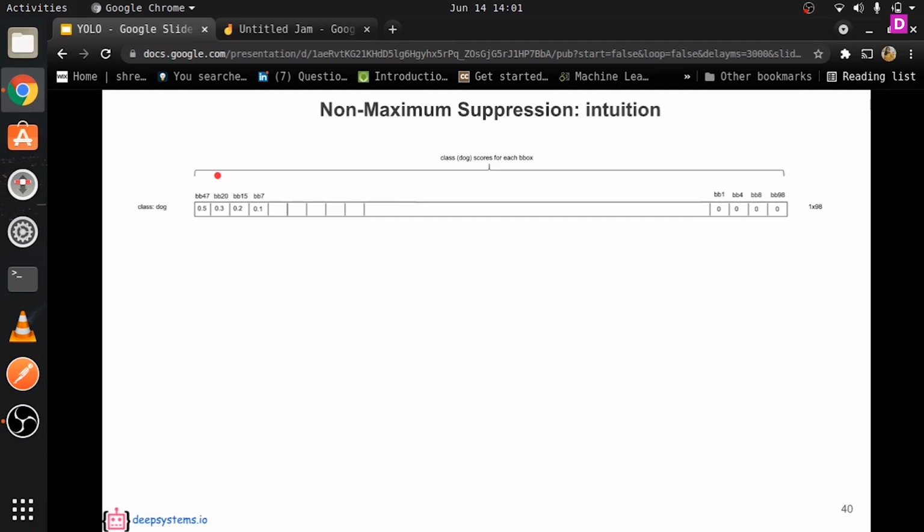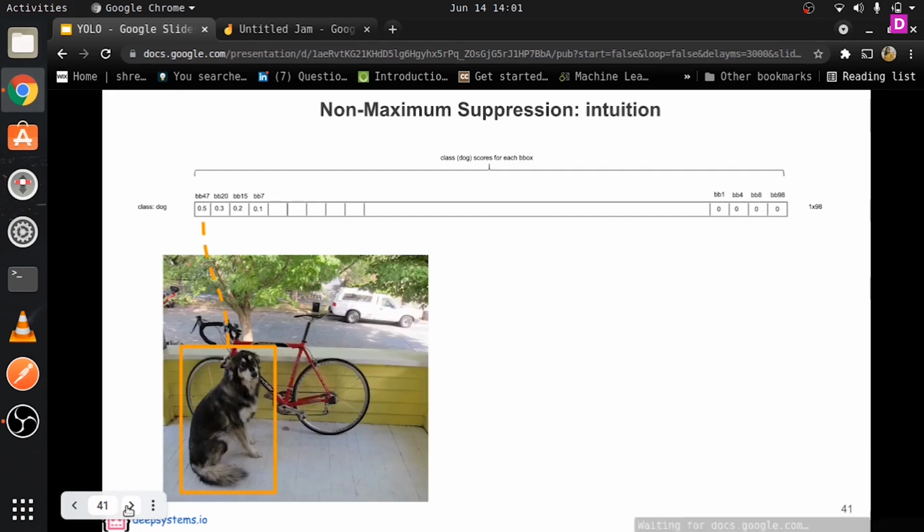Now we will understand how to solve the non-max suppression algorithm. So here you can see boundary box 47 is 50% sure that it contains a dog, boundary box 20 is 30% sure that it contains a dog, and so on. And finally, for these bounding boxes, the probability that it contains a dog is 0. So that is why they are at the end. Now what you do is, the very first thing, this is bounding box 47, it shows, okay, so this is the bounding box 47 here and it has a 50% chance. So this is what it represents, okay.